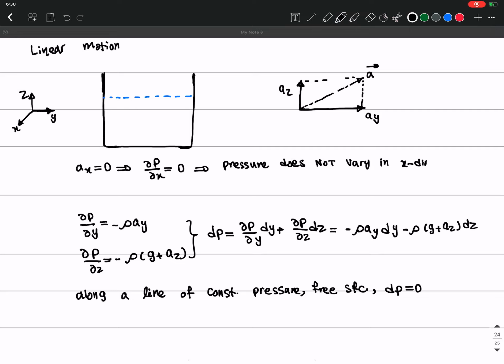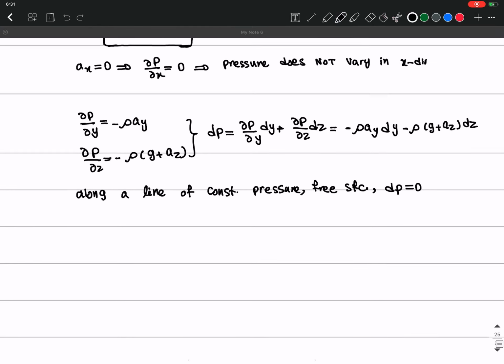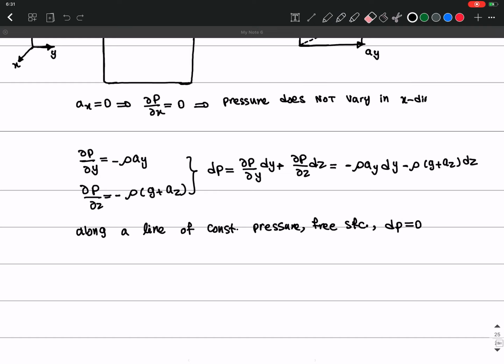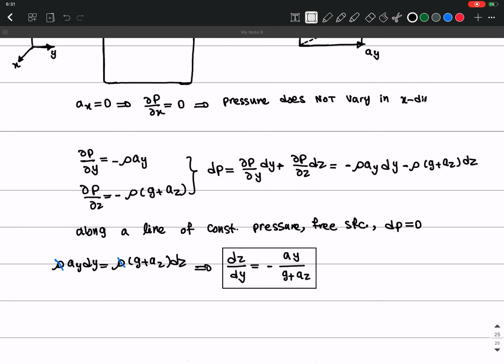So if dP is 0, I can set this to 0. And what I'm going to get is a relation between dy and dz. So let me write it down. Those are going to cancel out, but I'm going to write everything down so you see it better. Rho ay dy equals rho g plus az dz. So the rhos are going to cancel out. It doesn't matter what kind of fluid you have. You will get to this general relation between z and y. So dz over dy is going to be minus ay over g plus az.